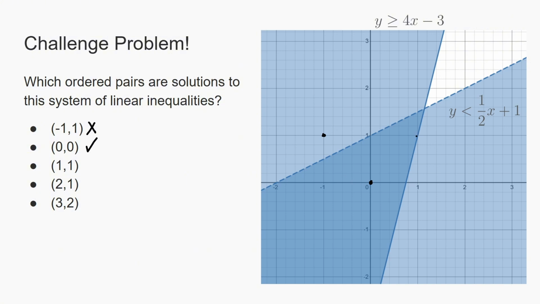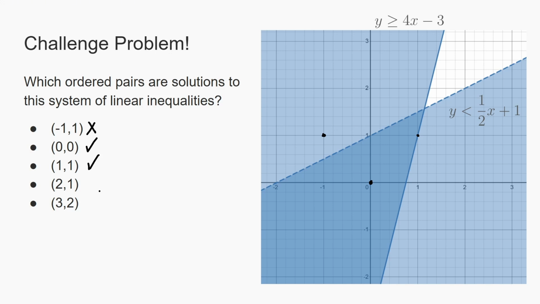1, comma 1 is right here. In this case, it is, because it is on this full line, as you can tell, right? So 1, comma 1 is clearly in this y is less than 1/2 x plus 1 region because it covers this entire region. But it's also on the borderline of the y is greater than or equal to 4x minus 3. In this case, it's right on the equals of that. So that one is also a solution.